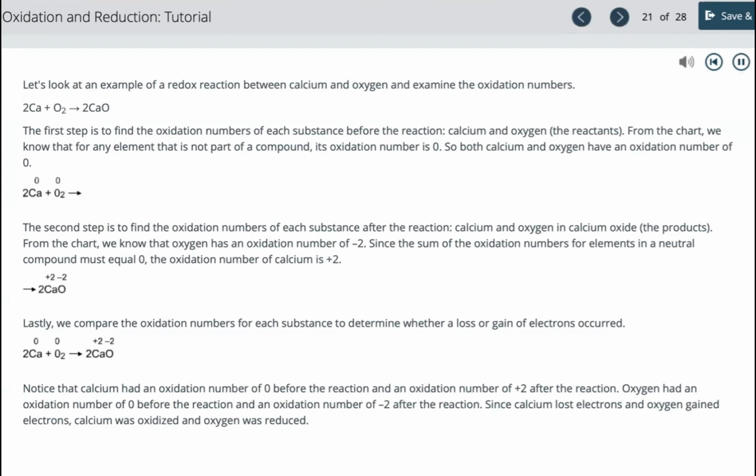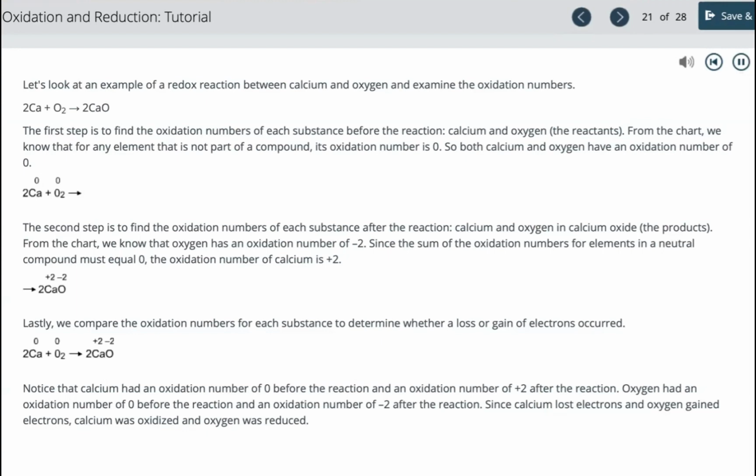yields. The second step is to find the oxidation numbers of each substance after the reaction, calcium and oxygen in calcium oxide, the products. From the chart, we know that oxygen has an oxidation number of -2. Since the sum of the oxidation numbers for elements in a neutral compound must be 0, the oxidation number of calcium is +2. +2 -2, yields 2CaO.